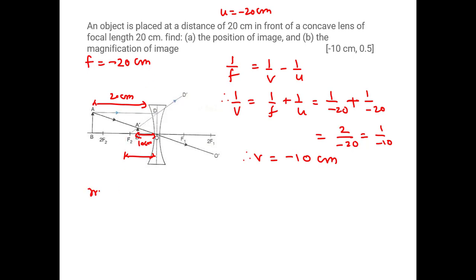We want to find out magnification. We know in this case the image size is smaller. So let's see what happens. V upon u. v is minus 10, and u is minus 20. So I'll get plus 0.5. So erect image, because there is a plus sign, 0.5. That means the size of the image is half the size of the object. So this is how we can solve questions on spherical lenses.